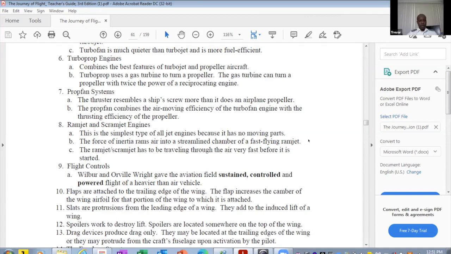Thank you. Ramjets, scramjets. This is the simplest type of jet engine, with no moving parts. It's basically a jet engine where, at high speed, air is just rammed into it, compressed, and ignited. When you do that, you get what is called thrust. That's basically what a ramjet is. The force of inertia rams air into a streamlined chamber of a fast-flying ramjet. A ramjet or scramjet has to be traveling through the air very fast before it starts.